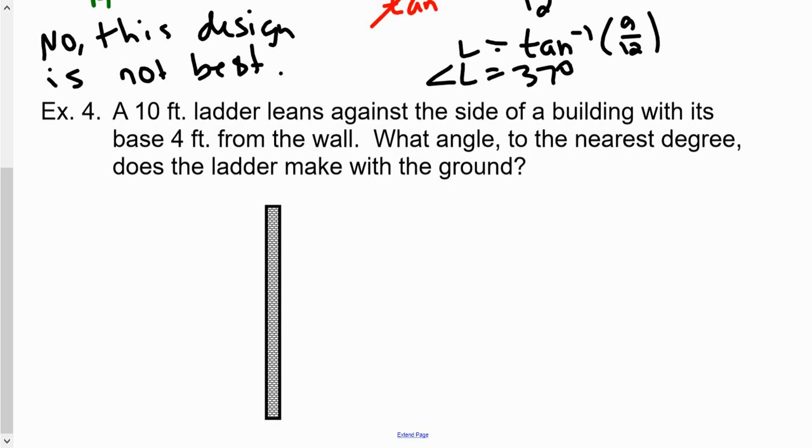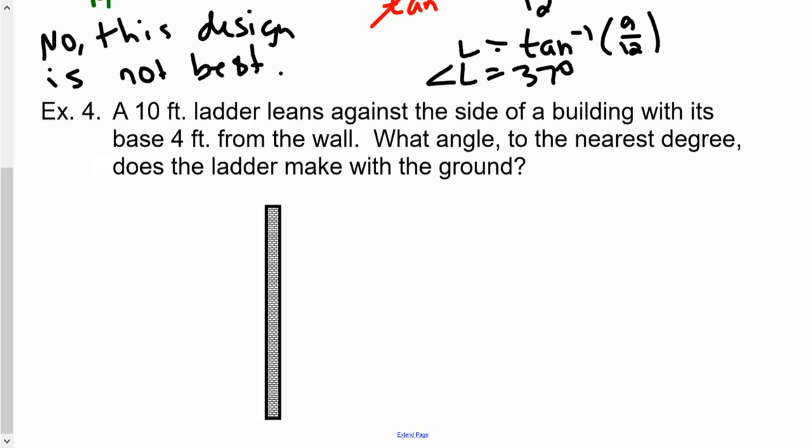One last example. A 10-foot ladder leans against the side of a building with its base 4 feet from the wall. What angle to the nearest degree does the ladder make with the ground?